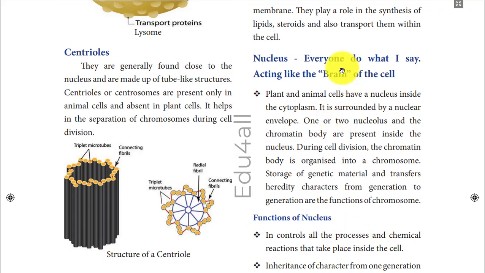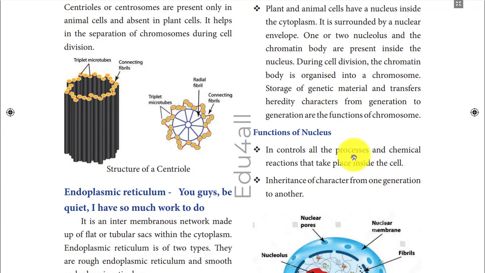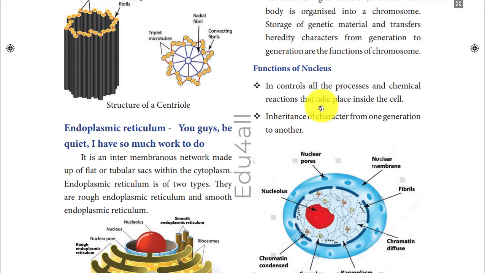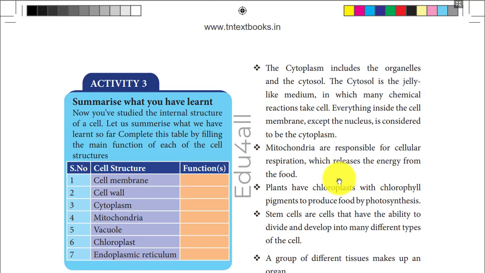Next is the nucleus, which is called the brain of the cell, which controls all the functions of the cell. It's just like a brain which controls all the functions and all the characters of the cell and organism. It has the DNA to transmit from one generation to the next generation. So all the information is present inside the nucleus.